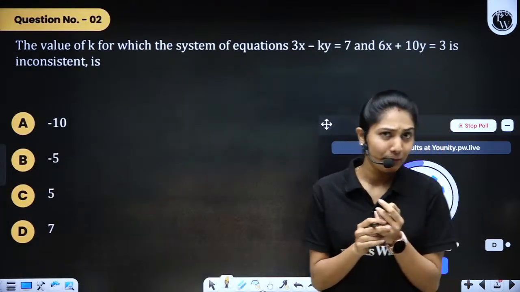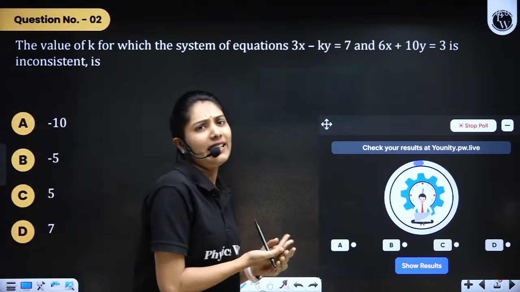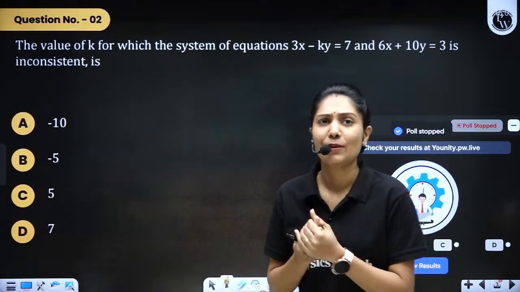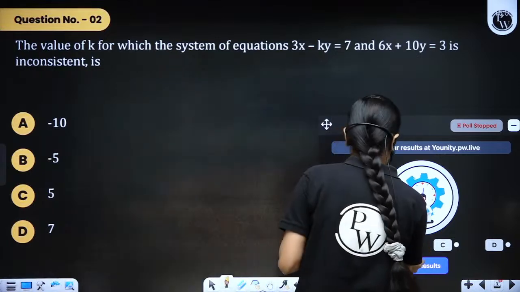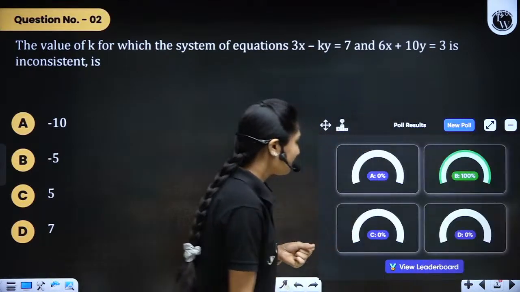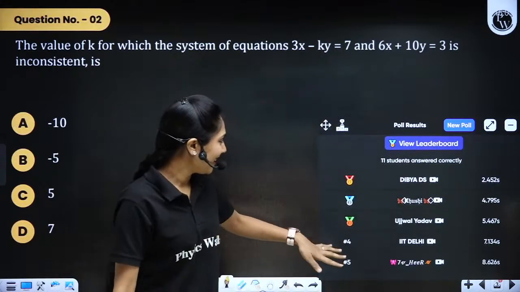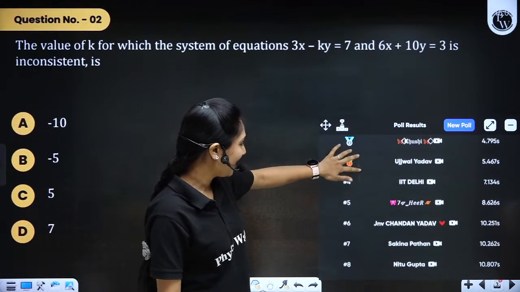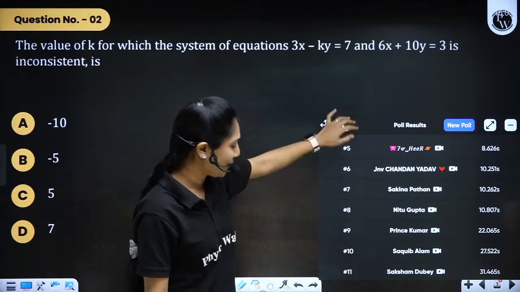I'll tell you one more condition here, which you can apply anywhere in any question based on inconsistency. So option number B is absolutely correct. Again 100%. Very good, Beta. Divya, Khushi, Ujjwal, then someone as IIT Delhi, Heer, and other students also.